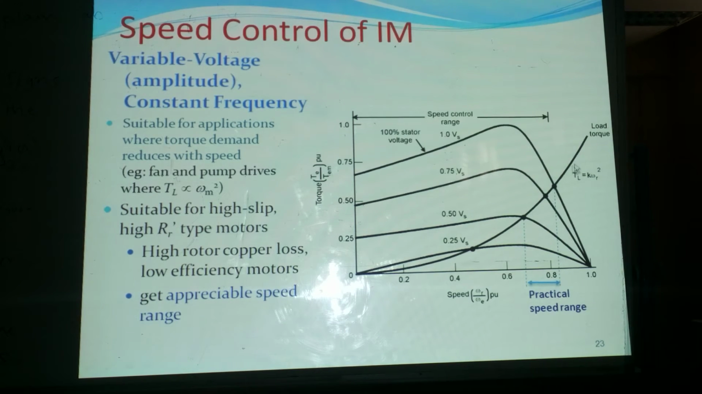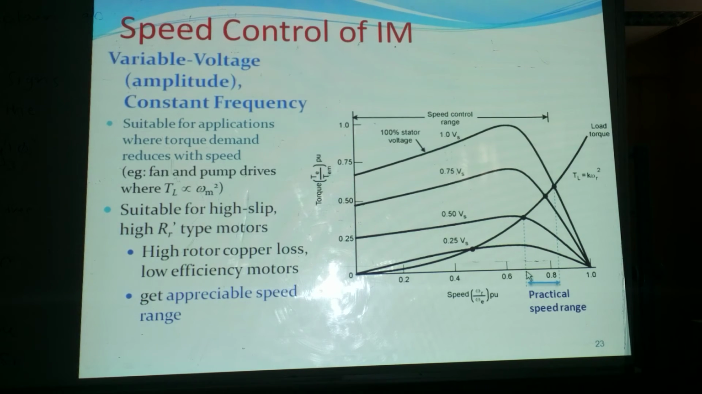This one is the load characteristic, load torque, which is directly proportional to the ω_r square. See here, for different speed torque characteristics, different operating points we can get. If you want to operate at this speed, you can select this operating point so that maximum supply voltage you can give. If you want to operate at this speed, you can select this operating point and you can give only 75% of the supply voltage.